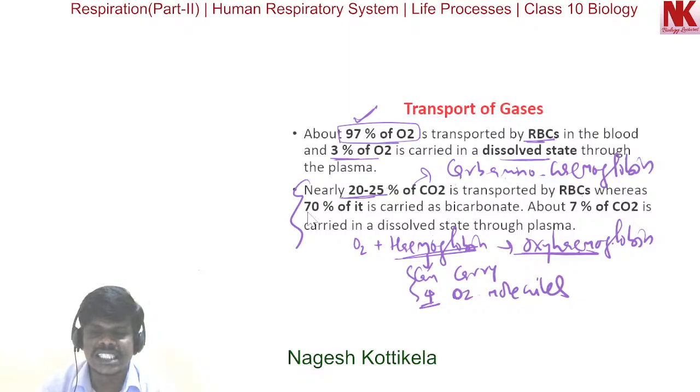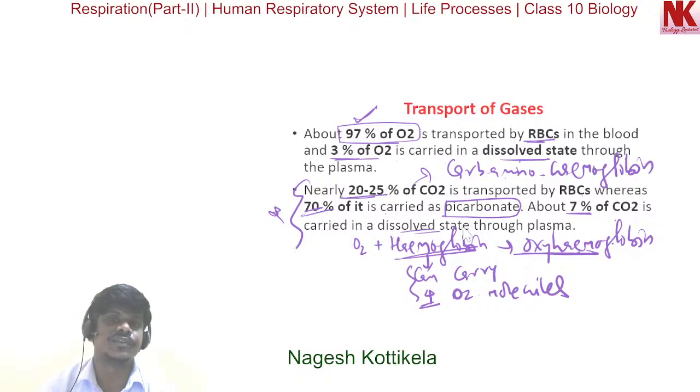Now 70% of carbon dioxide is carried as bicarbonate, very important. About 7% of carbon dioxide is carried in a dissolved state through plasma, and 3% of oxygen is carried in dissolved state. So this is about the different percentages of transport of gases in our respiratory system.